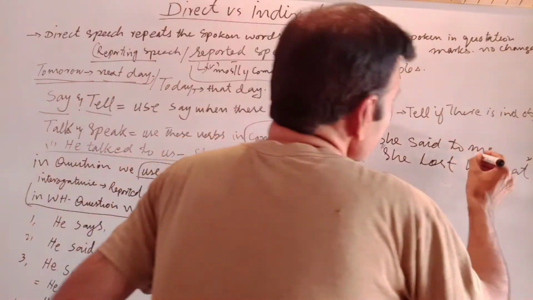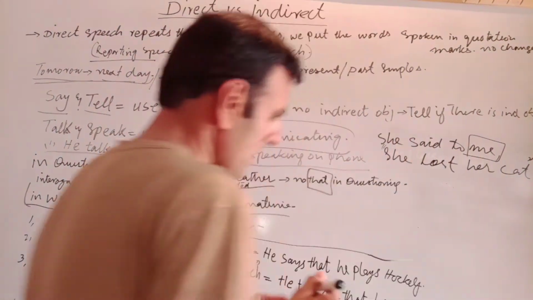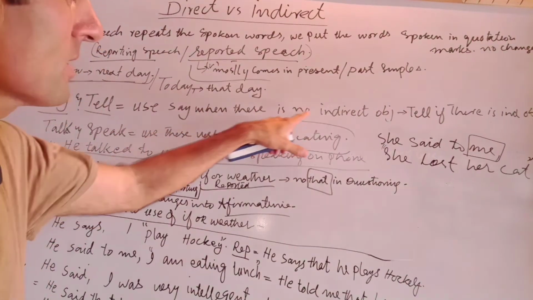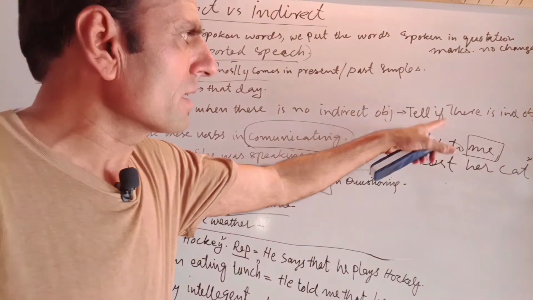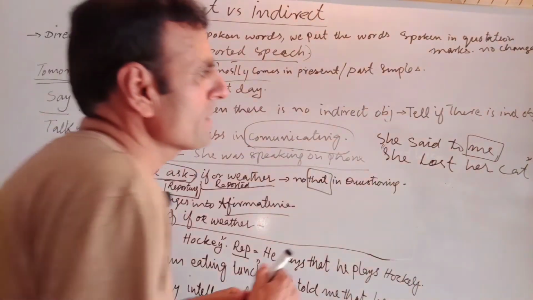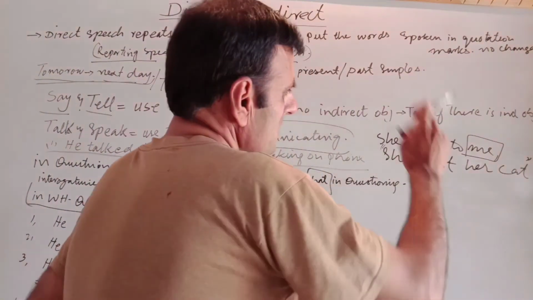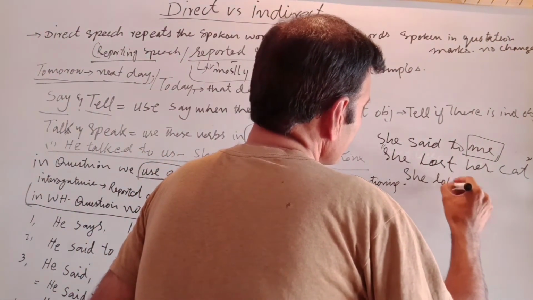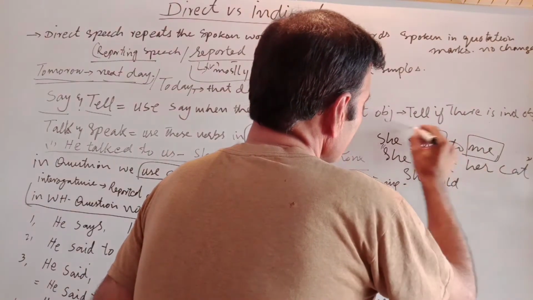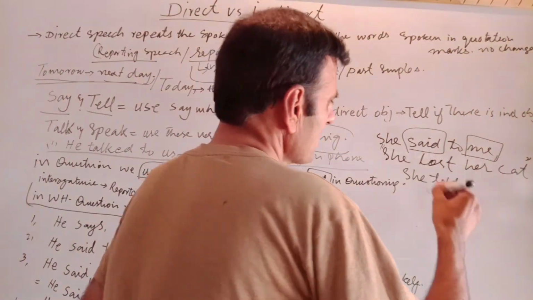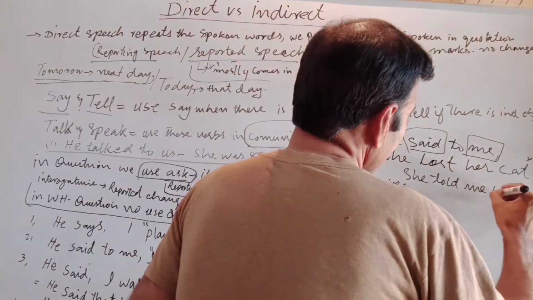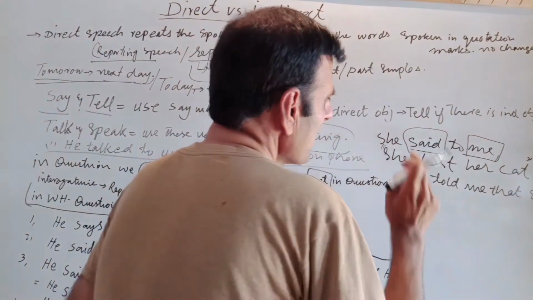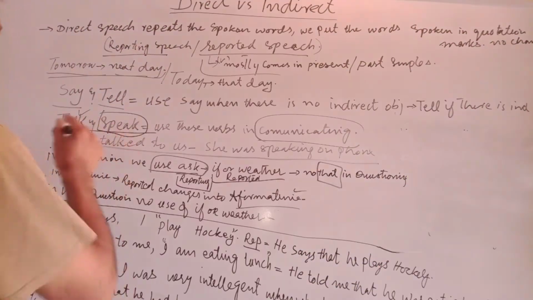Now, me is indirect object. If there is an indirect object, we use tell; use say when there is no indirect object, tell if there is an indirect object. We change said into told because there is an object. She told me that she lost her cat.